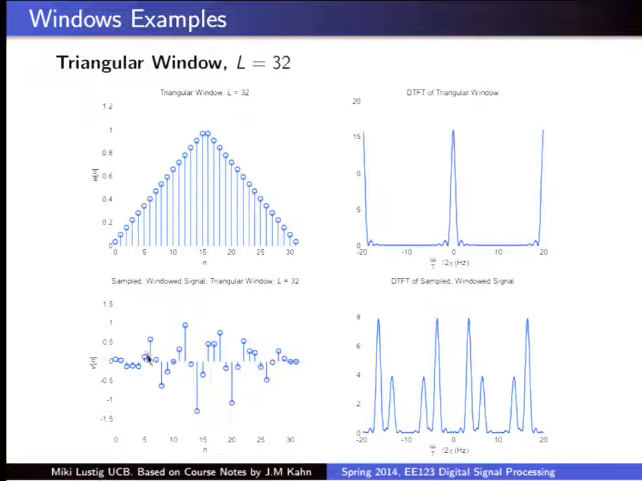So now things look like this in the time, or the sample domain. You've got much wider peaks. Okay, the peaks are not as small anymore, but the side lobes are significantly reduced. Okay. Hamming?